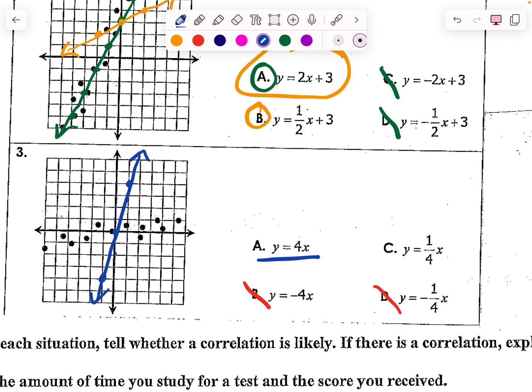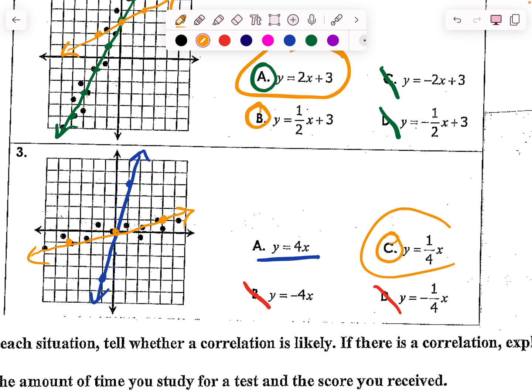Is that going to work? Nope. Let's look at C, up 1 over 4, down 1 over 4. I went 3. How's that one look? Better. Much better. So C is going to be our answer there. Any questions about finding the line of best fit?